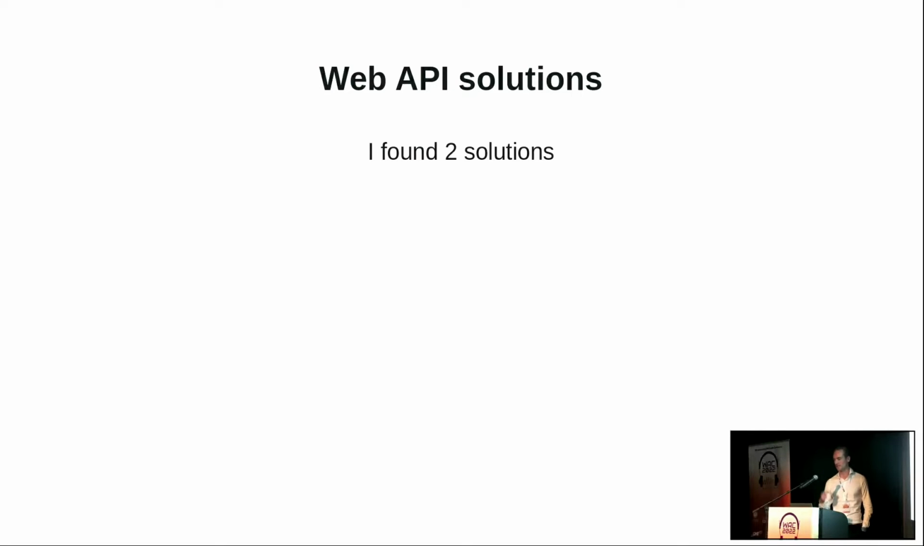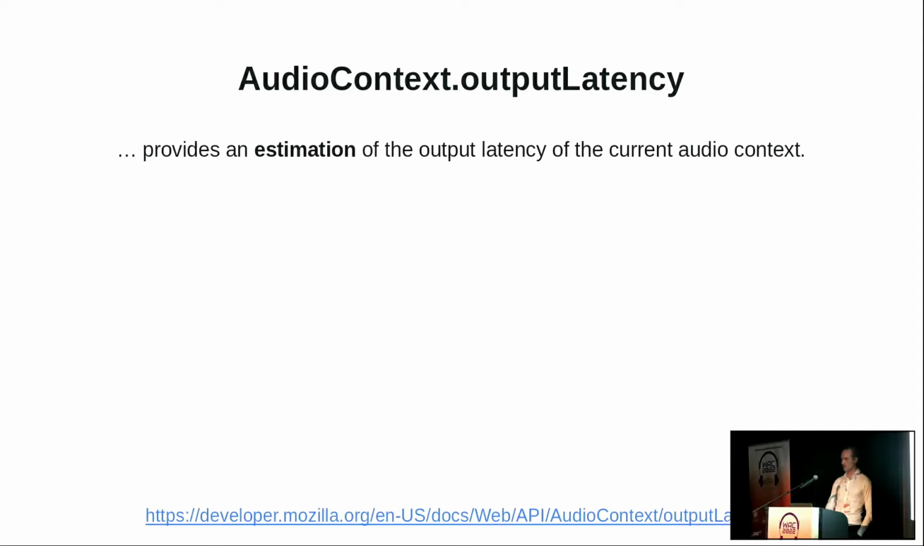So first, let's consider two web audio solutions. I think I found two, which in theory should suffice. Let's start with the first one. That's from the Web Audio API. It provides an estimation of the output latency of the current audio context. The estimation, I think, is the tricky part, like how precise. The documentation itself doesn't give this estimation, but if it would be very near the actual truth, that would be sufficient to get your output synchronized.